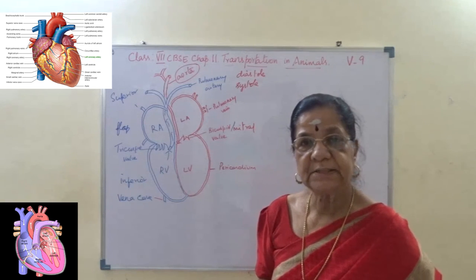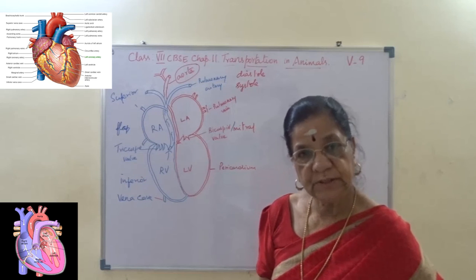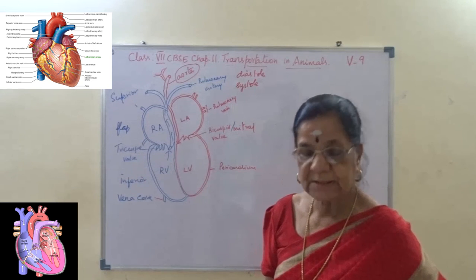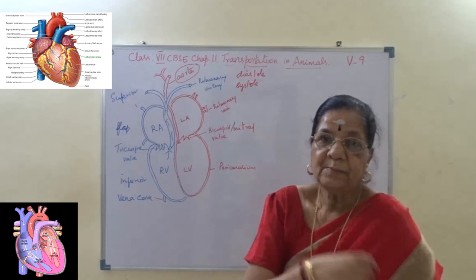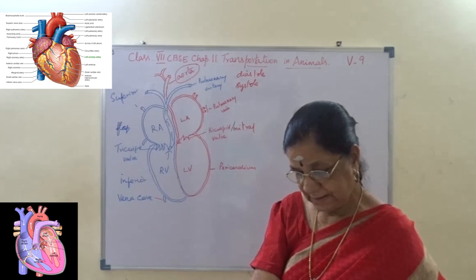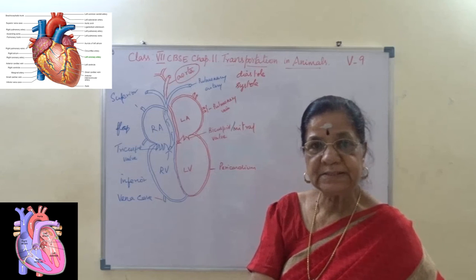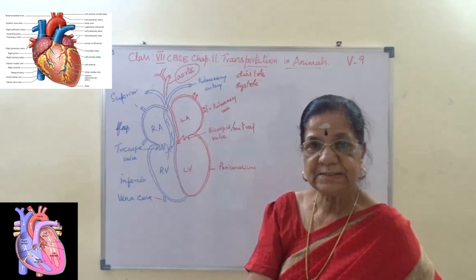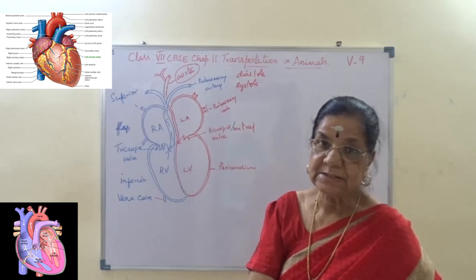Arteries carry blood from the heart to the different organs. They carry oxygenated blood except the pulmonary artery. The wall is thick and elastic. They are found deep inside the muscle. Valves are absent in arteries.